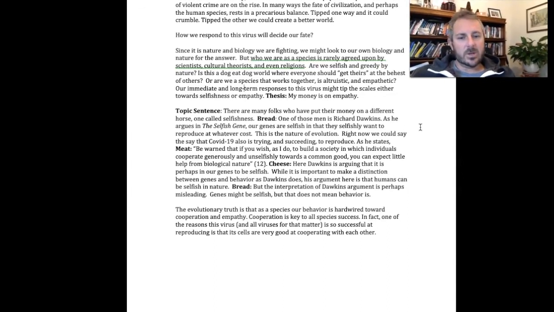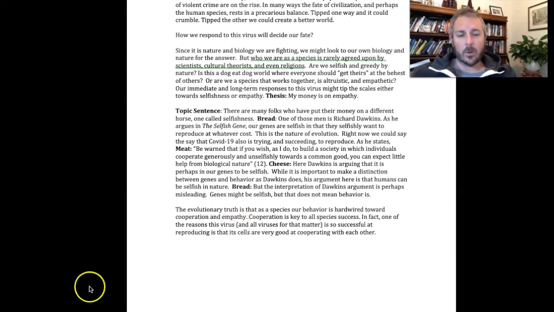But the interpretation of Dawkins' argument is perhaps misleading. Genes might be selfish, but that does not mean behavior is. The evolutionary truth is that as a species, our behavior is hardwired towards cooperation and empathy. Cooperation is key to all species' success. In fact, one of the reasons this virus, and all viruses for that matter, is so successful at reproducing is that its cells are very good at cooperating with each other.